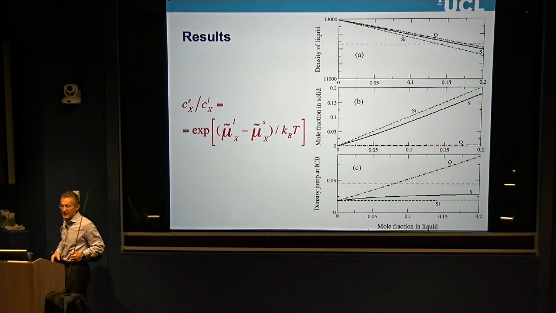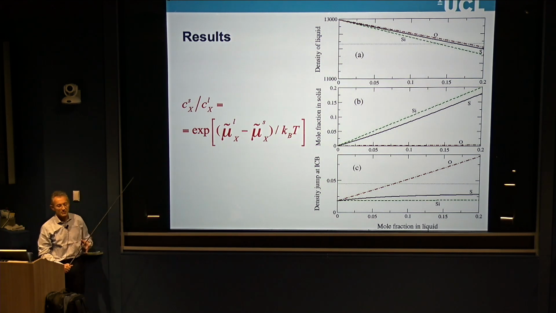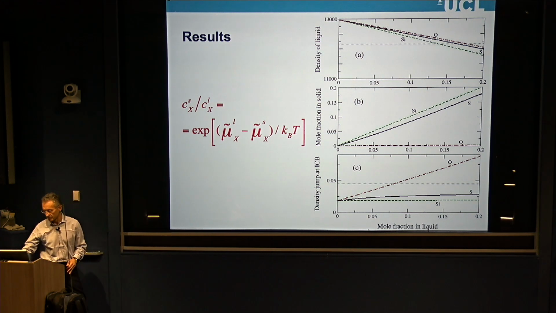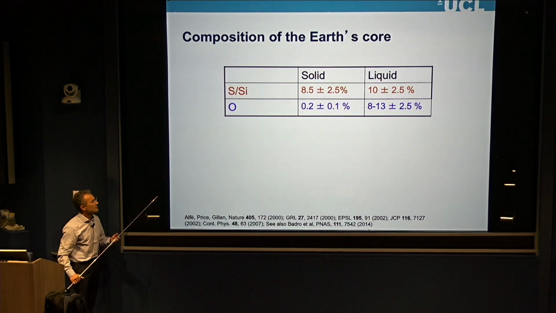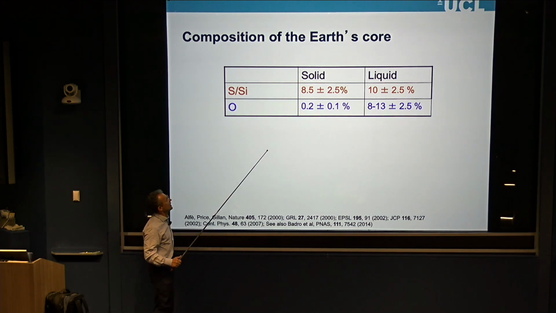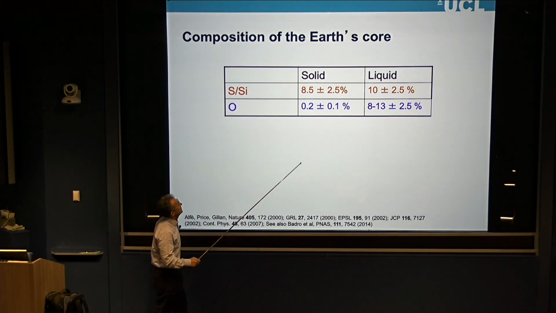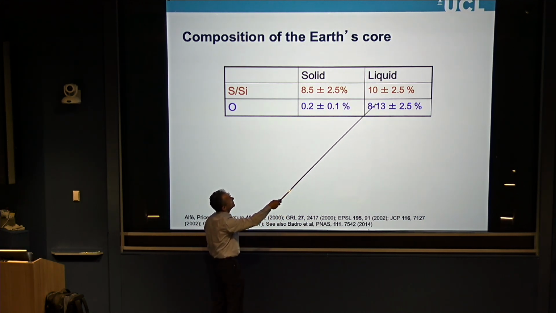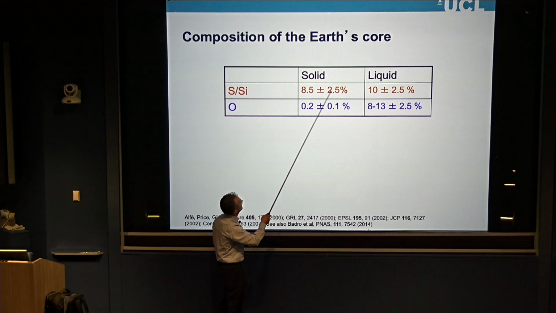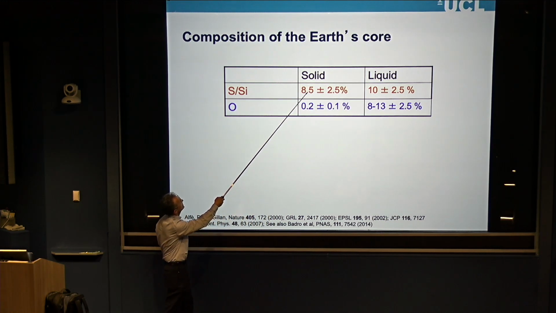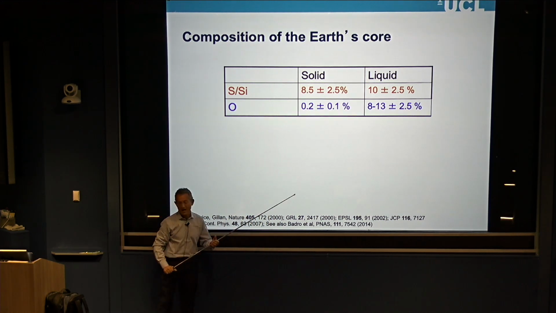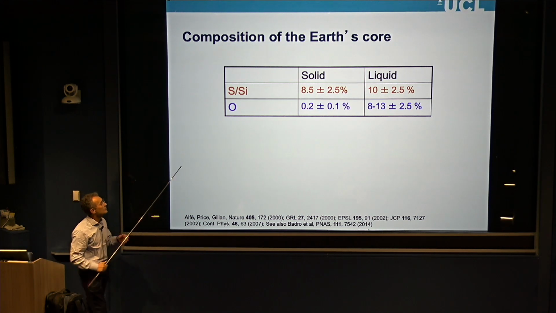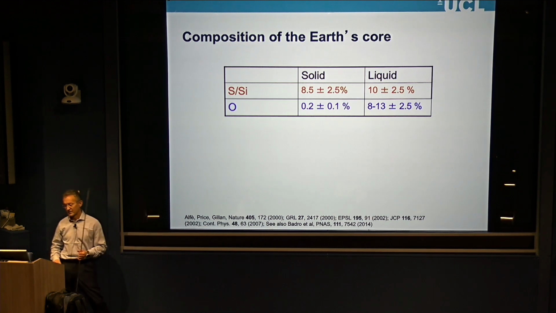Indeed, if these are the elements, there may be other elements. But based on these elements, none of these satisfies what we know from seismology. But if you put them together, then you can have a ternary or a quaternary mixture in which about 10% of sulfur or silicon is in the liquid with a similar amount of oxygen, and then about 8% in the solid of sulfur or silicon, and almost nothing of oxygen in the solid. So with this data, you could match the densities in the Earth.